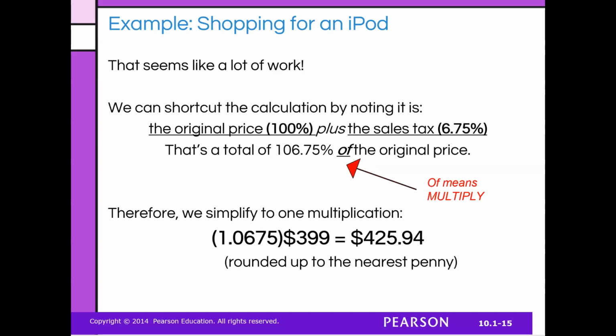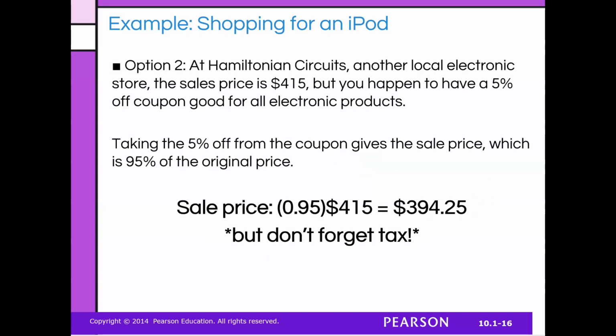Now, that's a shortcut. So we can shortcut this by saying the original price is 100% plus the sales tax is 6.75%. So that's a total of this amount of percentage of the original. And this is really important here: of means multiply. So we could just do a really simple calculation of 1.0675 times $3.99 and get the exact amount.